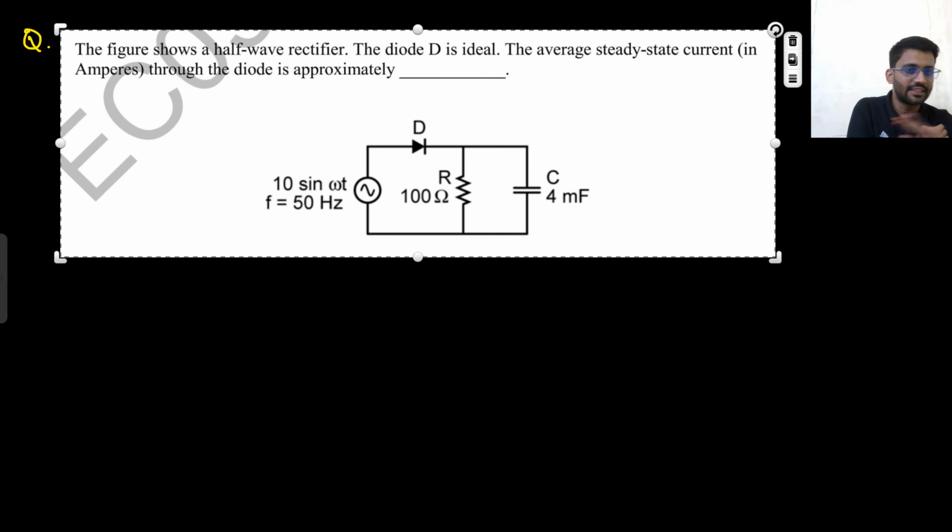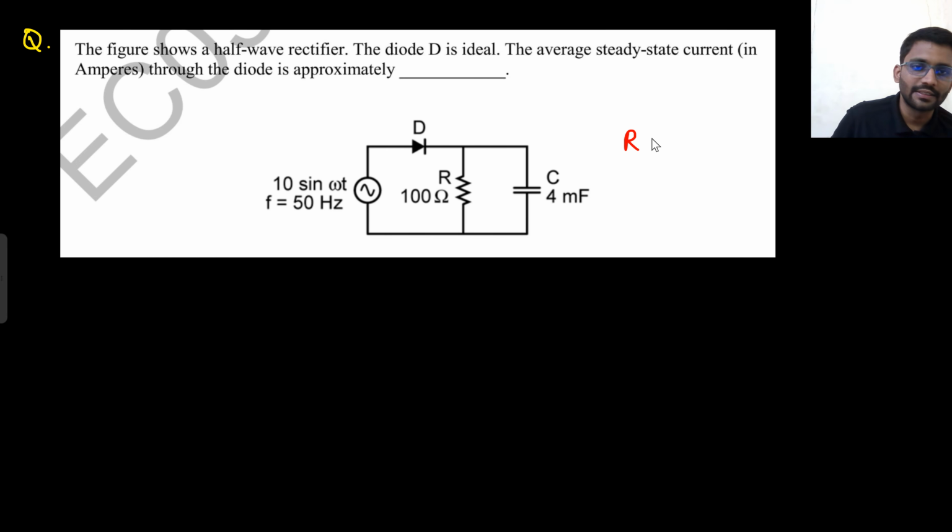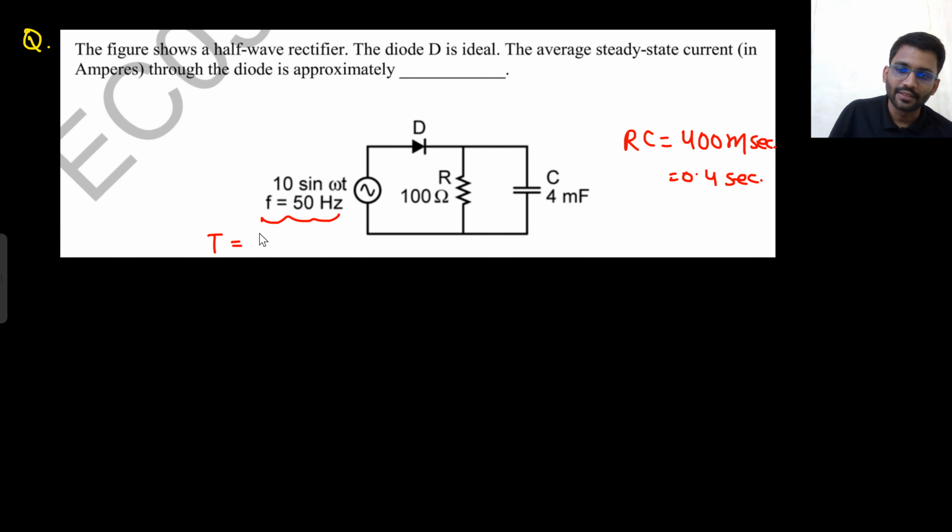Here the same kind of circuitry is there: RC circuit, diode. It looks like a positive peak detector circuit, but there is something different, that is the value of RC. What do you see here? The value of RC is 400 millisecond, that is 0.4 sec. This is the frequency, so what is the time period? Time period is 1 by 50, that is 0.02 sec.